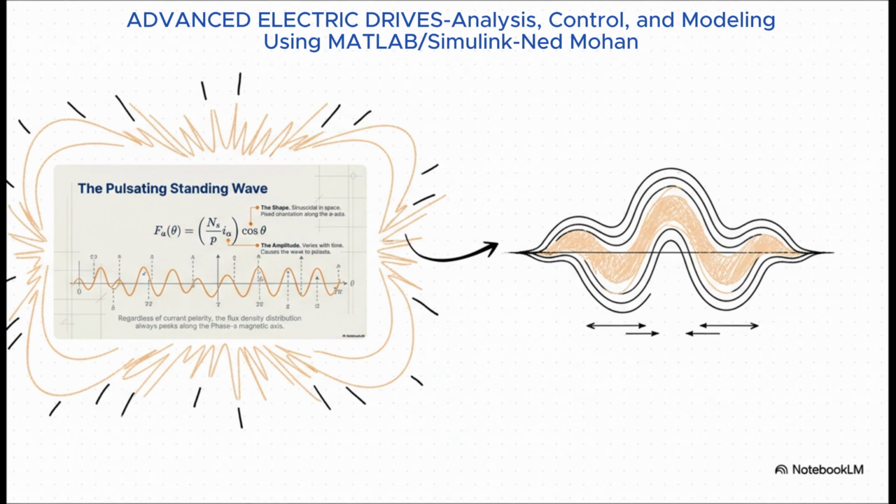And this image does a fantastic job of showing what that cosine-shaped field looks like. Now, for a single phase with AC current, the field does not rotate. It's a standing wave. Its spatial shape is fixed, always peaking right along that phase A magnetic axis. As the current I_A flows back and forth, the amplitude of this wave just grows and shrinks. It pulsates right there in place.